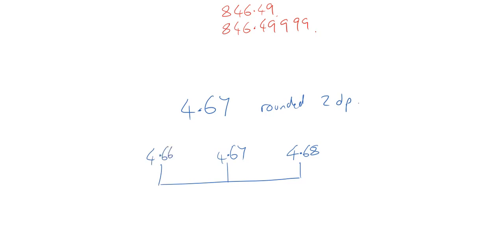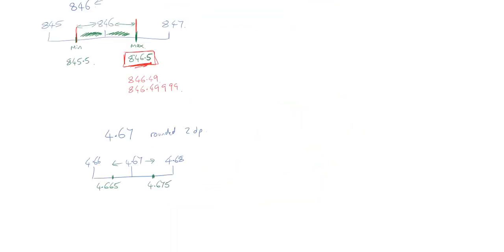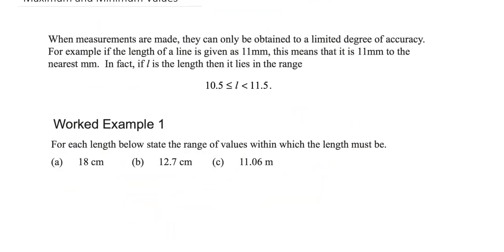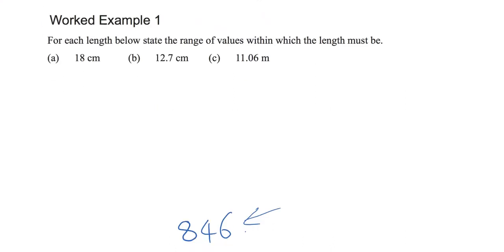Well, in exactly the same way as the example we looked at above, we can find the minimum and maximum value of every number. The 4.67 here is going to be right in the middle of 4.66 and 4.67. That number is 4.665, with the maximum being 4.675. So we can still work out the maximum and minimum value of a number in this way. Now hopefully we've understood that. Let's go and have a look at some examples.